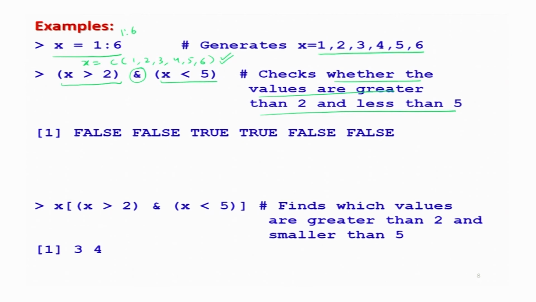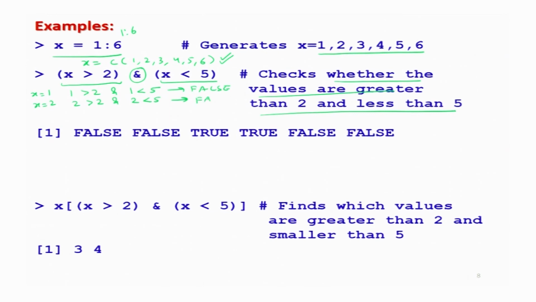So now you know what will happen, it will try to choose the value x, and x 1 is greater than 2 and 1 is less than 5. The answer will be false. Now you can verify it very easily. Then it will try to pick up the second value, it will try to see whether 2 is greater than 2 and 2 is smaller than 5.